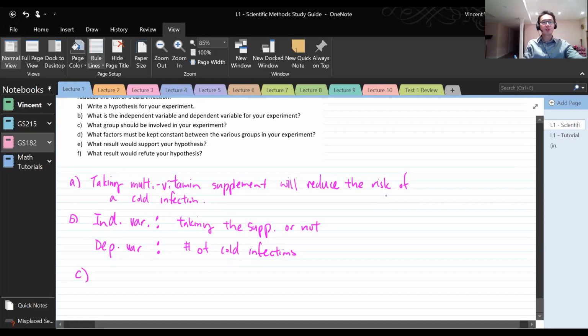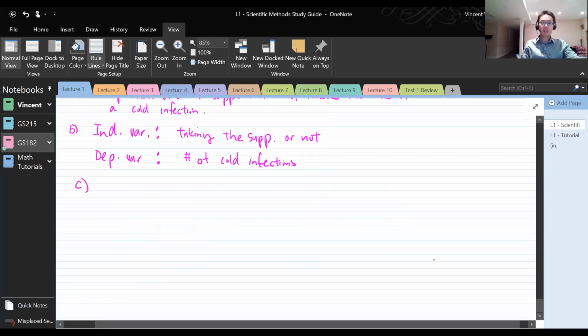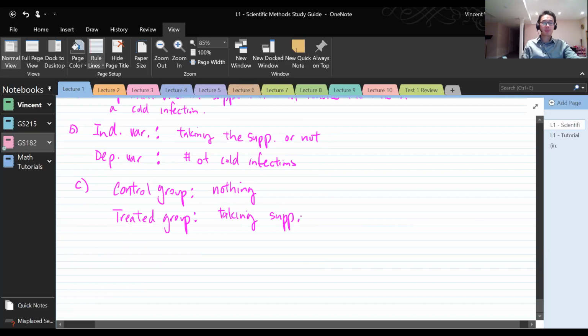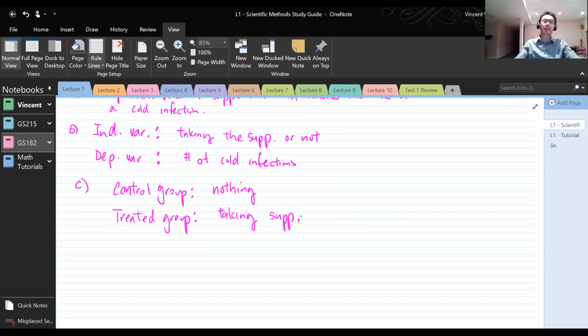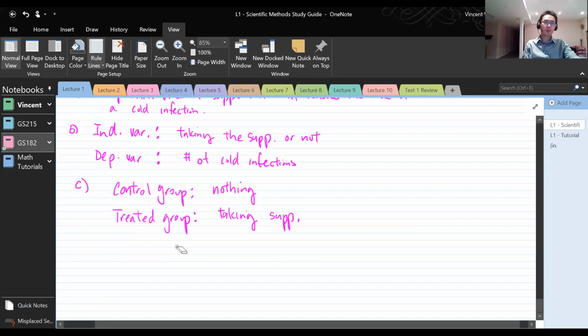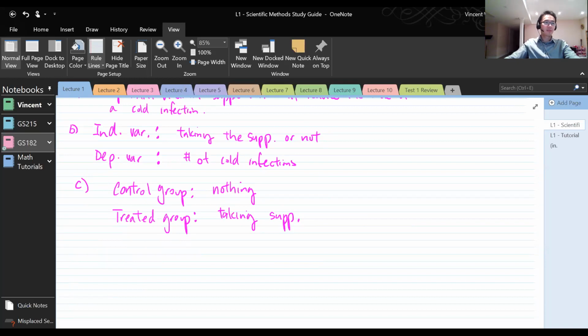Part C, what groups should be involved in your experiment? We're going to have the control group. What are we going to give to the control group? Nothing. Not going to give them supplements. We're going to have the treated group or the experimental group, the group that will be receiving supplements. And because we're dealing with humans and humans are complicated, we should have a third group. What is the name of that third group that we need? Anybody?